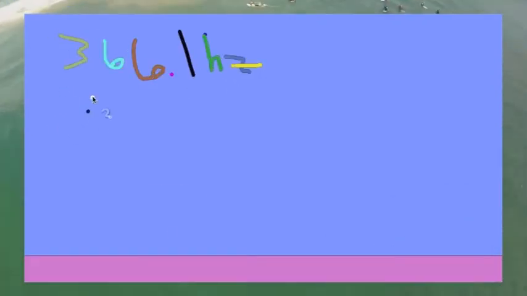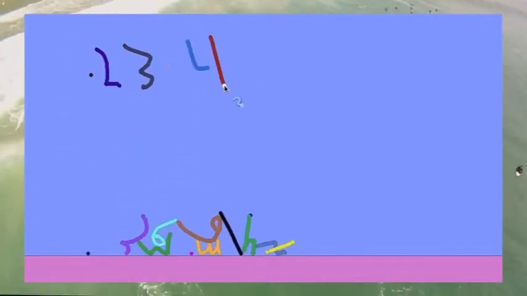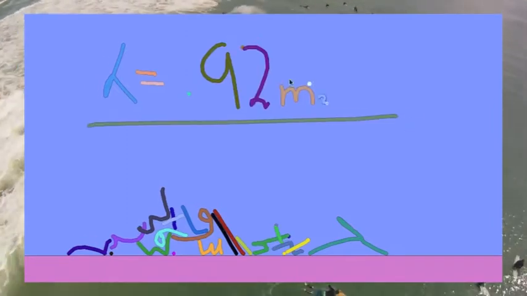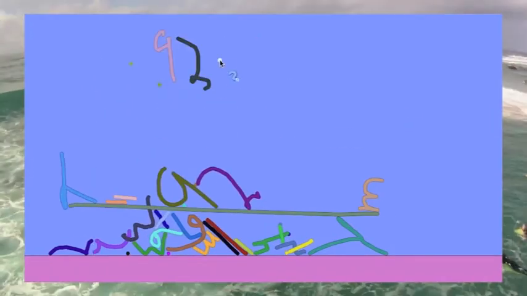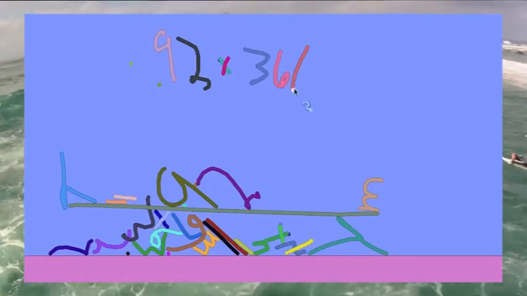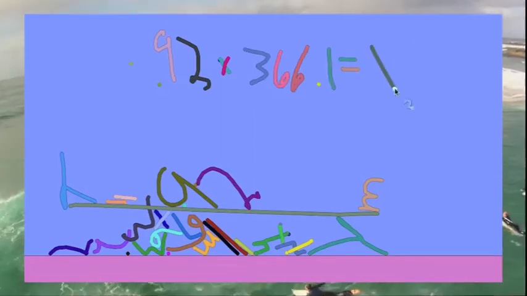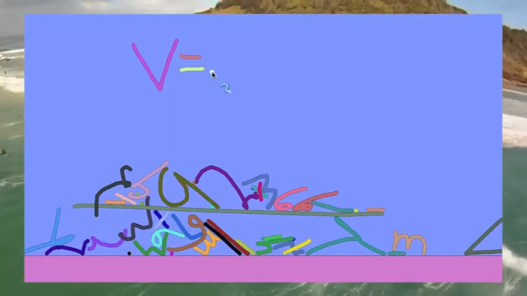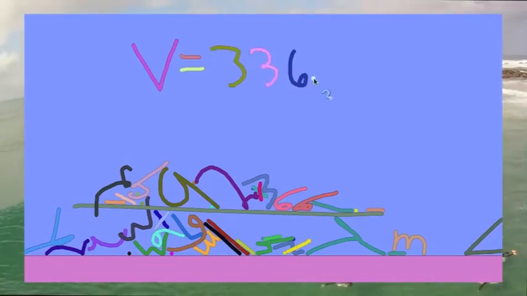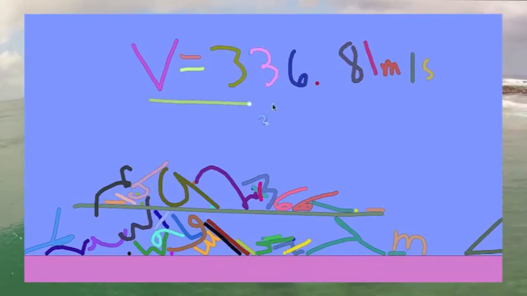The second tuning fork we used had a frequency of 366.1 Hz. Tube displacement above water: 0.23 meters. The calculated wavelength was 0.92 meters. Then we calculated the velocity, and that turned out to be 336.8 meters per second.